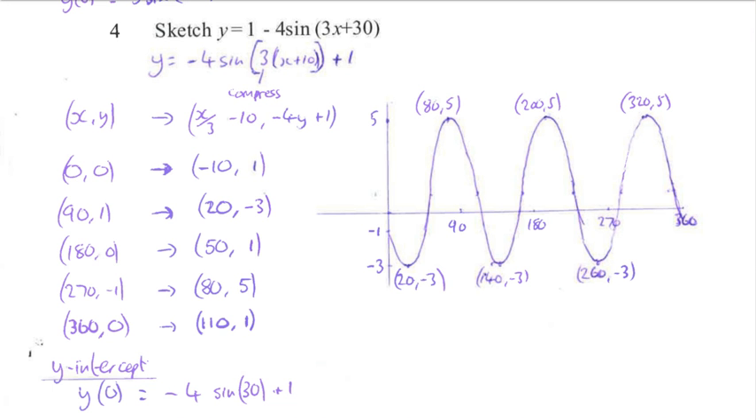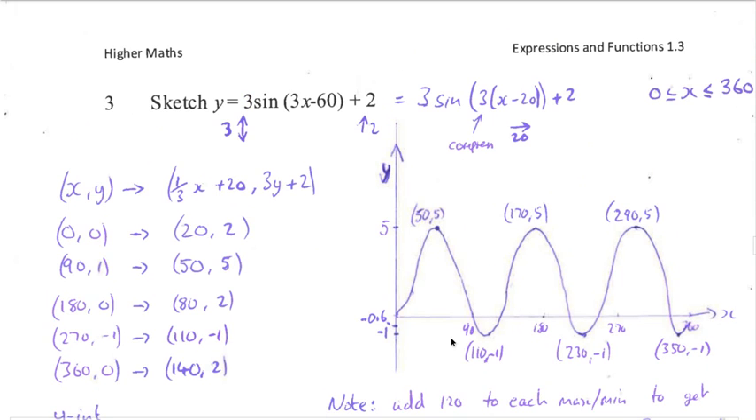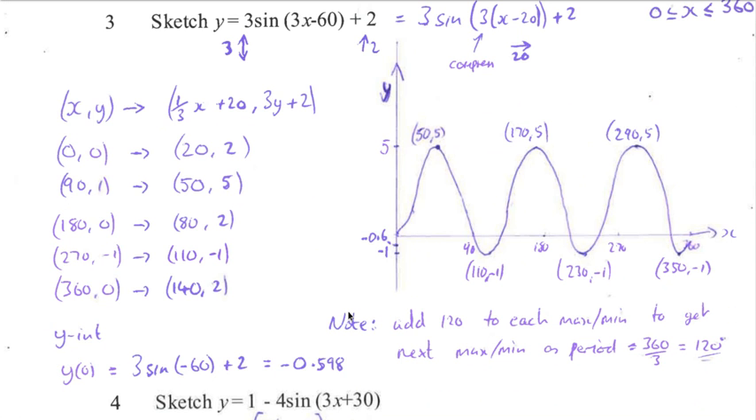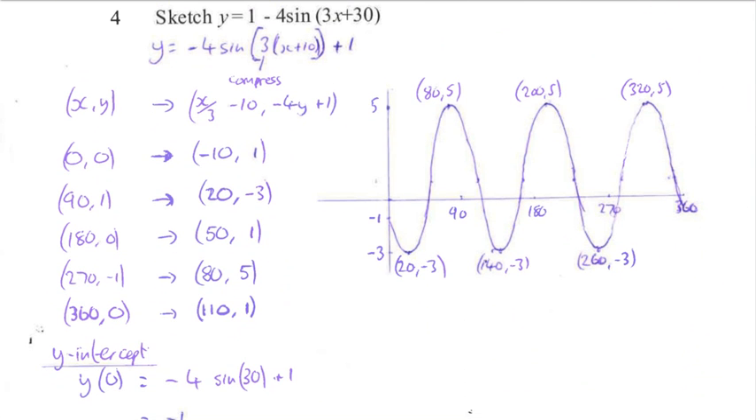Hi, and welcome back to Higher Maths Functions and Graphs, Sketching Trigonometric Graphs. We're going to look at one more example. We just looked at sketching y equals 3 sine (3x minus 60) plus 2. Now I'm going to look at sketching y equals 1 minus 4 sine (3x plus 30).